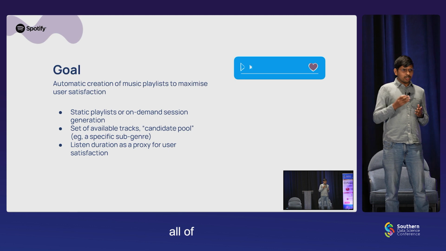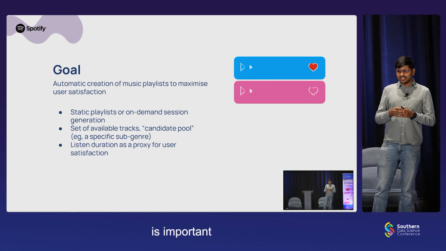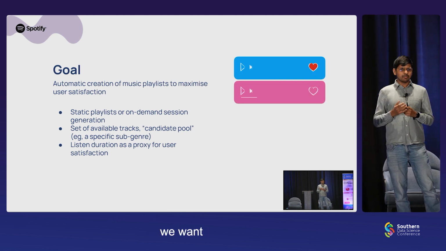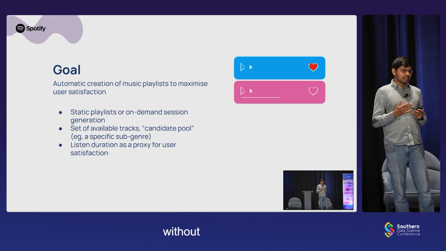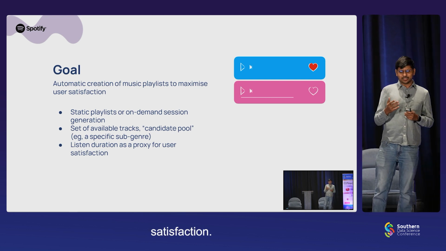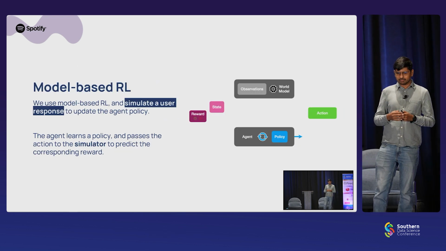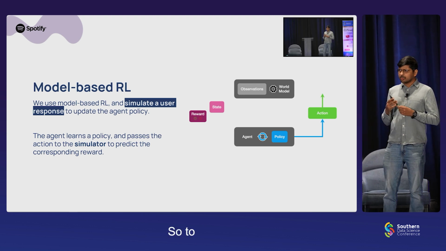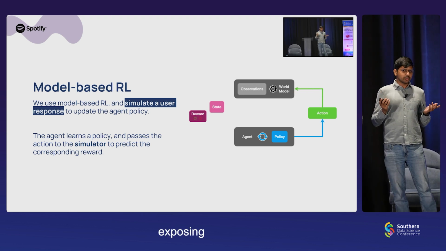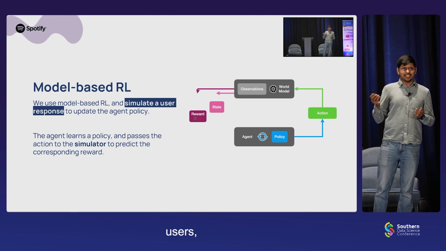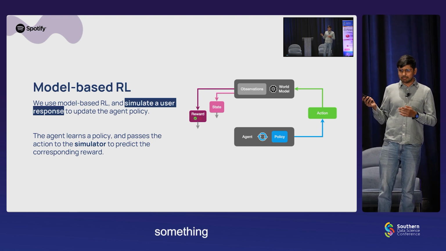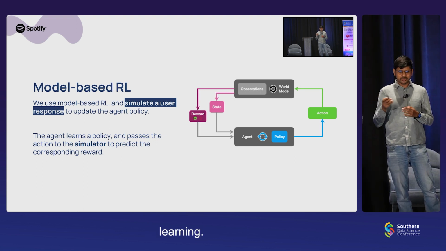So, while all of these goals exist, it is important to remember that we want to train an agent without hurting user satisfaction. So, to avoid exposing an untrained agent to real users, we make use of something called model-based reinforcement learning.